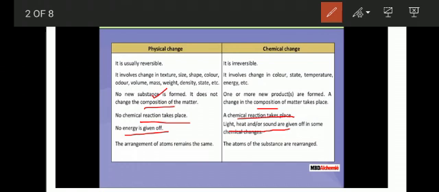Now, in physical changes, the arrangement of atoms remains the same. Like we know, all matter is made of molecules. Molecules are made of atoms, and the atoms of a matter don't change at all. But in the case of a chemical reaction, there is always a change in the position of atoms. The atoms of the substance are always rearranged.